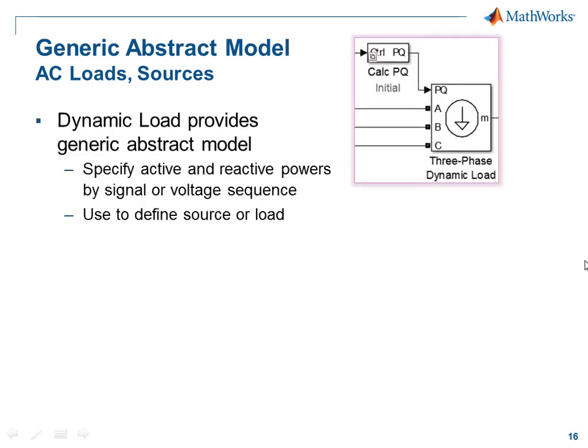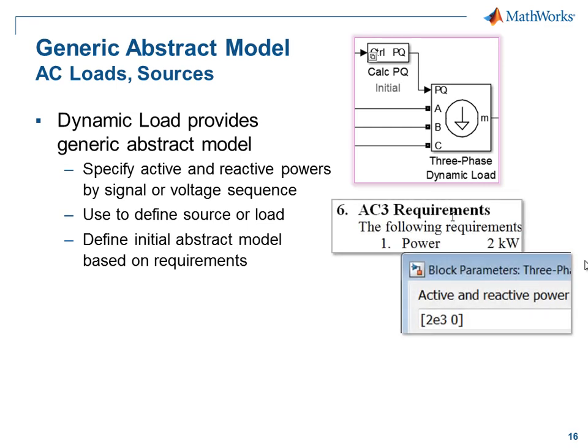In addition to selecting the proper simulation mode, we need models at the right level of fidelity. In order to refine the requirements for the power of the components in the power lines, we're going to use generic abstract models. The dynamic load block allows us to specify the active and reactive powers that the components on the network consume or generate.